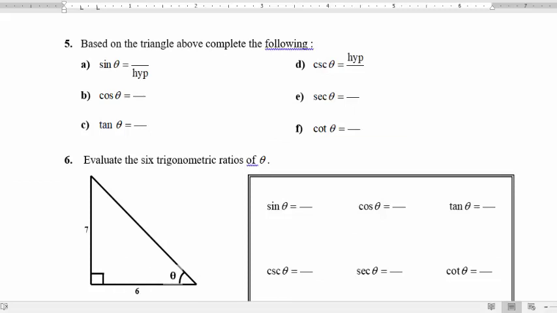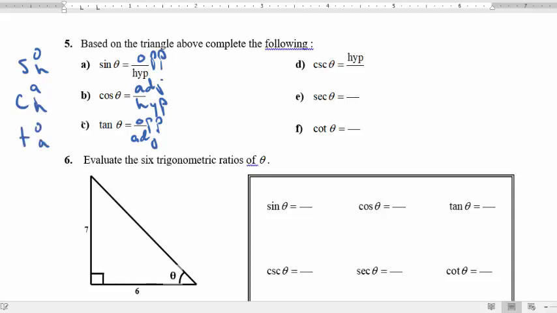Well, this is where SOHCAHTOA comes into play, right? If you remember SOHCAHTOA, the sine of the angle was always the opposite over the hypotenuse. That's the SO part. The cosine was the adjacent over the hypotenuse. That's the CA part. And then the tangent of the angle was the opposite over the adjacent. So that was the TOA part. So there's your SO, CA, TOA.